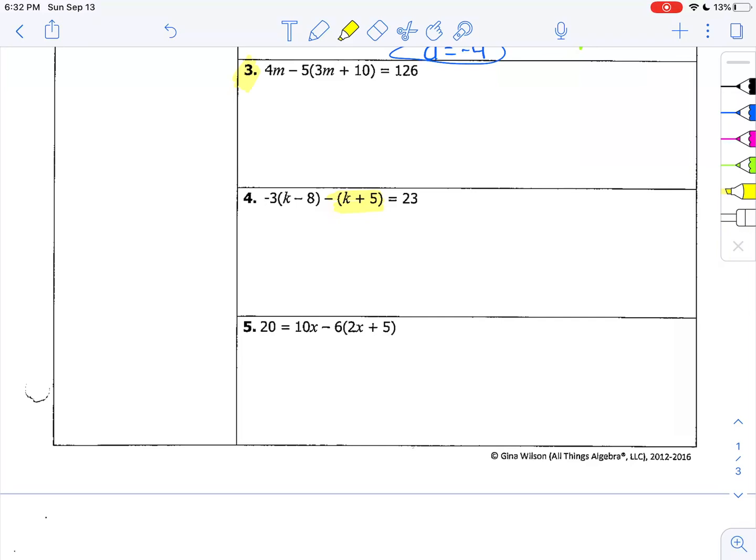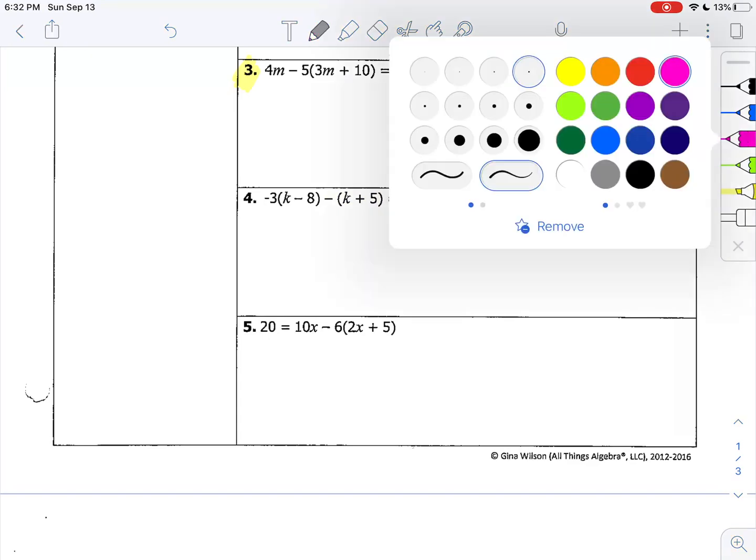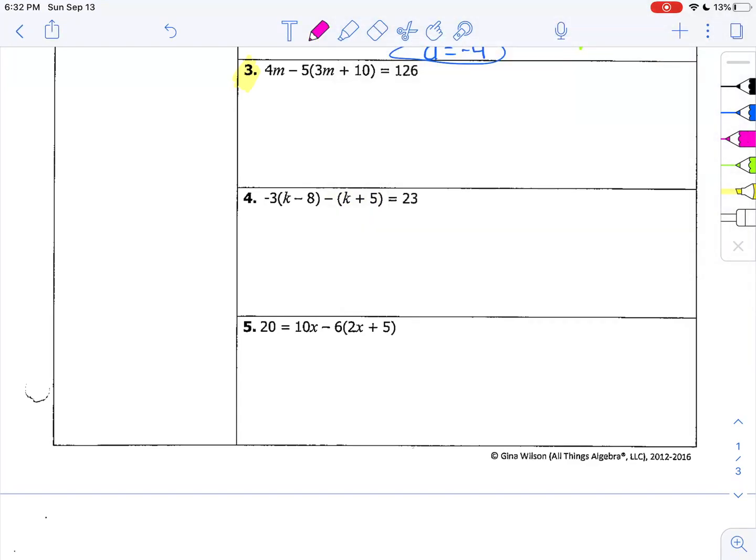So remember, what that means is there's an imaginary negative 1 there. So when we go to distribute in just a minute, you will distribute a negative 1. And if you need to write in that negative 1, you can. For some students, it'll help you remember to distribute a negative 1. So let's start by distributing the negative 3.